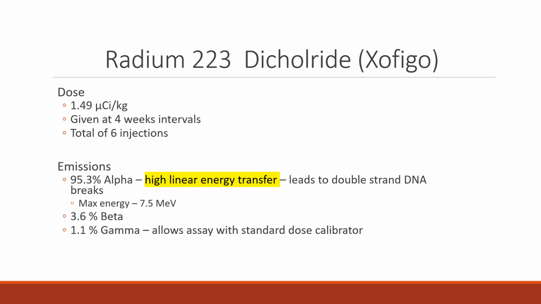Now, the Xofigo dose is 1.49 microcuries per kilogram. I know that's a super small dose. It's because it's small but mighty. It's given at 4-week intervals for a total of 6 injections.